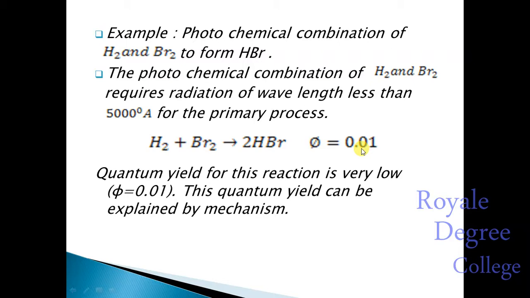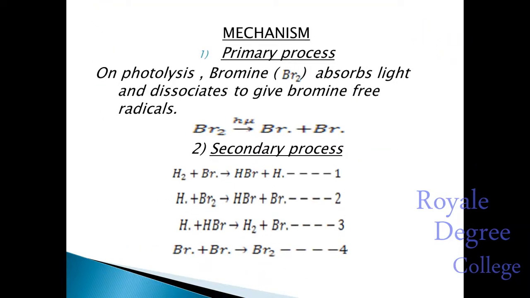This quantum yield can be explained by mechanism. Now we'll see the mechanism. The first step is primary process. On photolysis, bromine absorbs light and dissociates to give bromine free radicals. Here you can see bromine, on which light is falling. Bromine is going to absorb the light energy, and as a result of that it shows dissociation and we get the bromine free radicals.